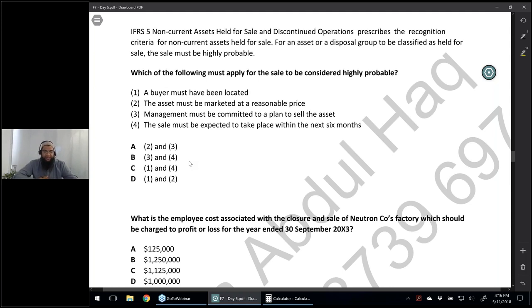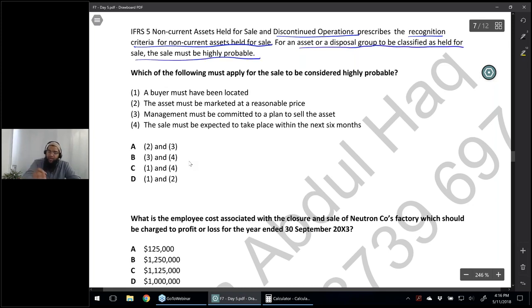So now the question says that IFRS 5, non-current assets held for sale and discontinued operation, prescribes the recognition criteria for non-current assets held for sale. For an asset or a disposal group to be classified as held for sale, the sale must be highly probable. Which of the following must apply for sale to be considered highly probable?